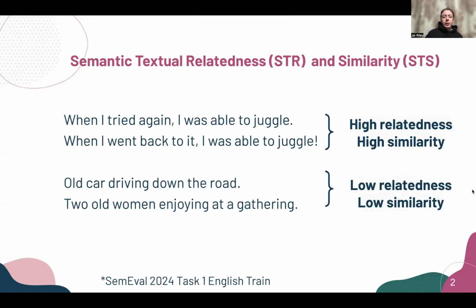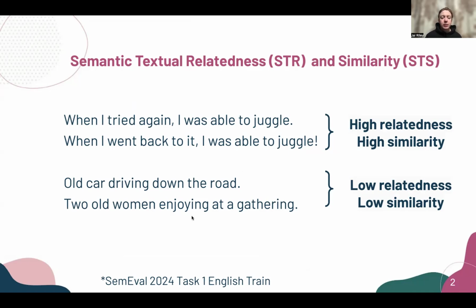So here we have a couple of examples. Our first example: when I tried again, I was able to juggle. And our second sentence: when I went back to it, I was able to juggle. Both of these sentences share really high relatedness and really high similarity. So they have very similar meaning and very similar content. The only difference is this first part, when I tried again and when I went back to it.